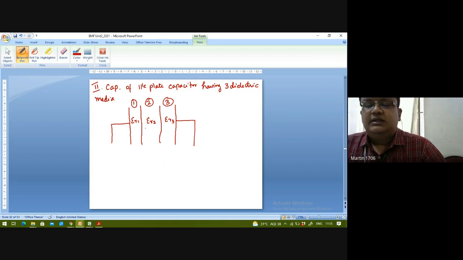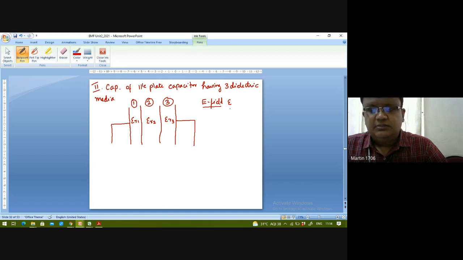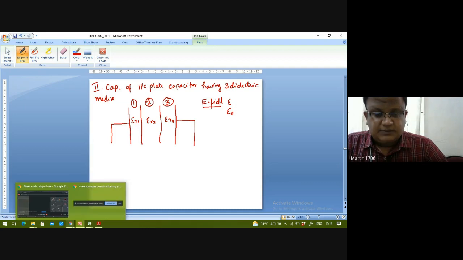So don't get confused with this epsilon. There are three categories of epsilon you have studied. The epsilon is noted for the electric field. Here there are three categories of epsilon you will represent. Epsilon is nothing but the permittivity of the medium. Epsilon naught is nothing but the permittivity of free space.